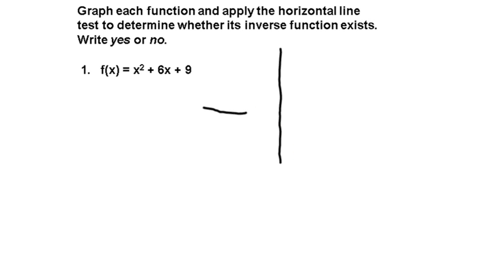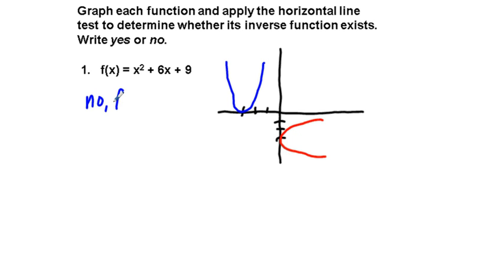Okay, we are over here to the left three units. So our function is going to look like this. And its inverse is going to be this one here I'm sketching in red. Okay, so the horizontal line test on this original function determines that when we take the inverse, which is here in red, it is not going to be a function. So we will say to this one, no, and we will say fails the horizontal line test.